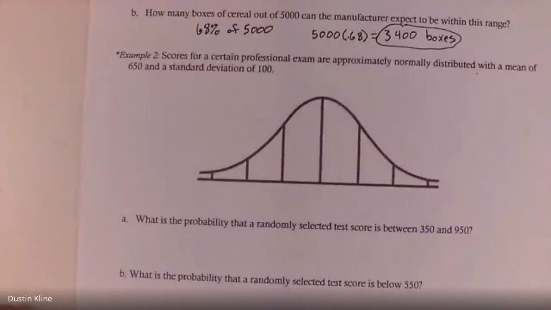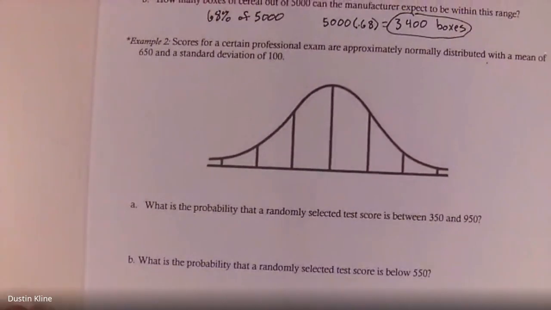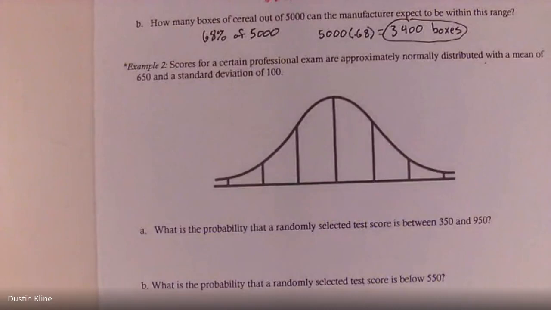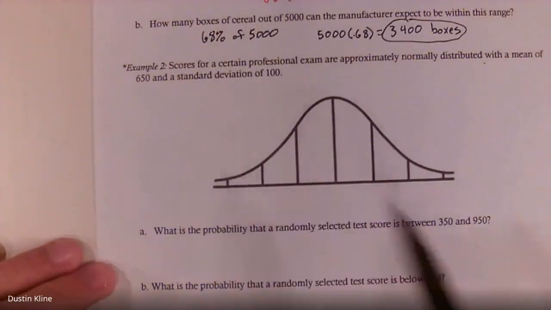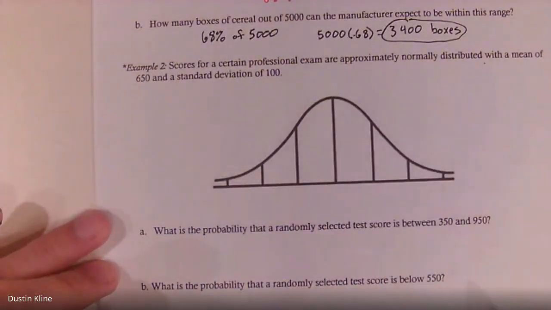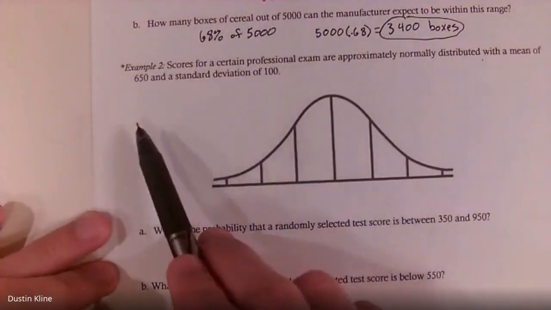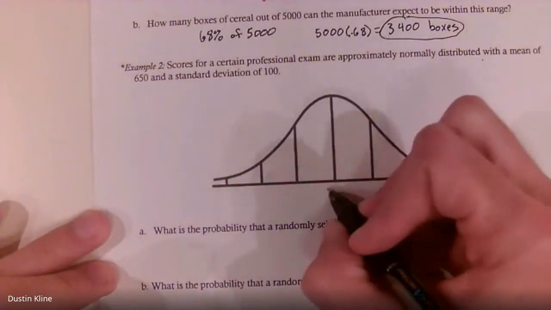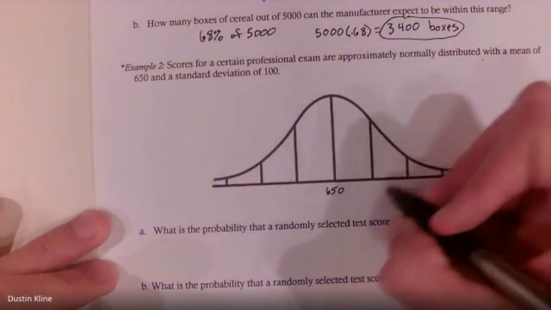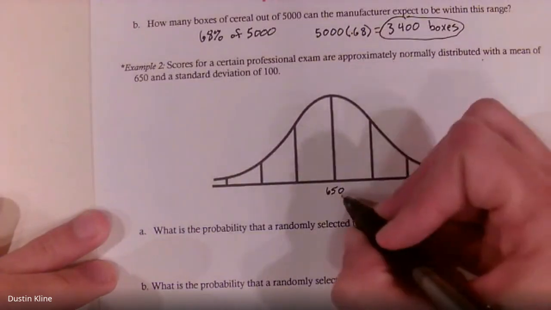All right, let's look at our second example. So for our second example, scores for a certain professional exam are approximately normally distributed with a mean of 650 and a standard deviation of 100. So it's normally distributed, so we use our normal curve and our empirical rule, and we're going to label our curve. Our mean is 650. Standard deviation of 100. So each standard deviation mark, you go 100 away.